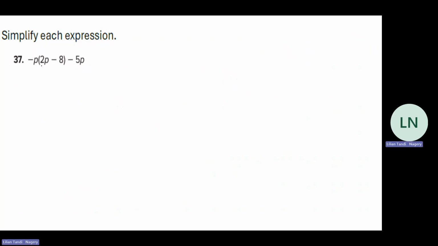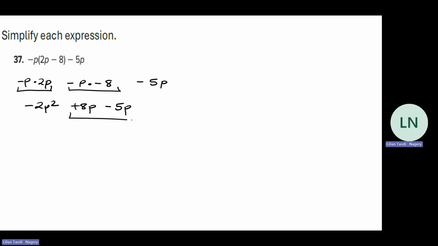Okay, simplify this expression. First, we have to multiply, then subtract. So negative p times 2p, negative p times negative 8 minus 5p. The answer to this is negative 2p squared. The answer to this is positive 8p. And then we are subtracting 5p. These are friends, so that becomes positive 3p. And here negative 2p squared. And you box your answer.